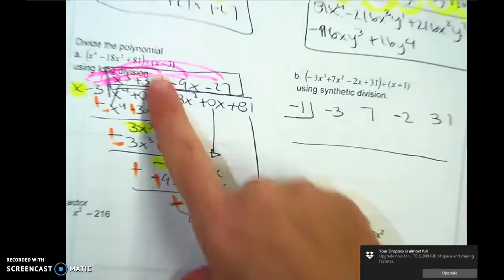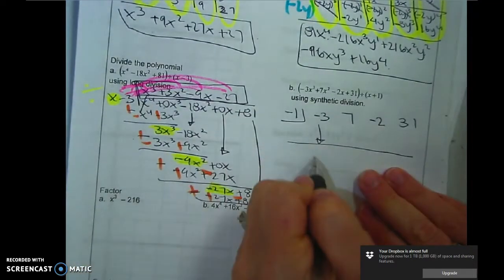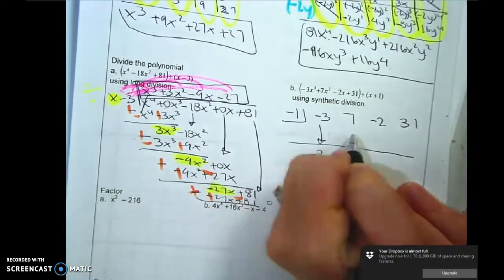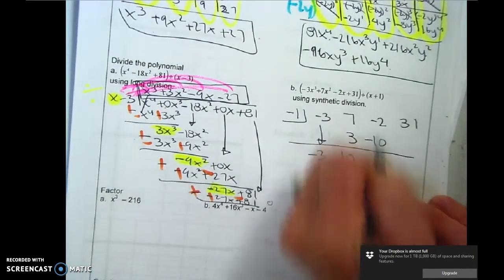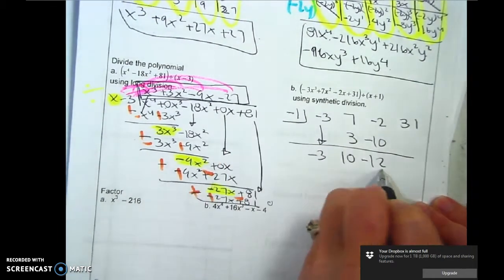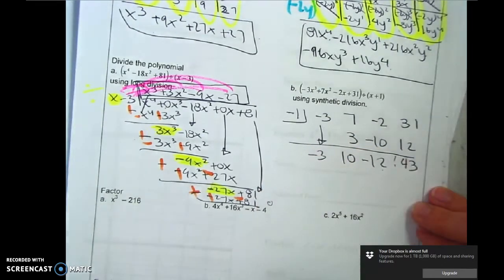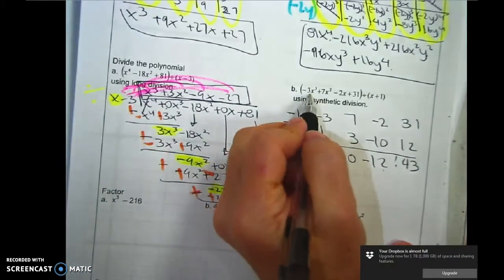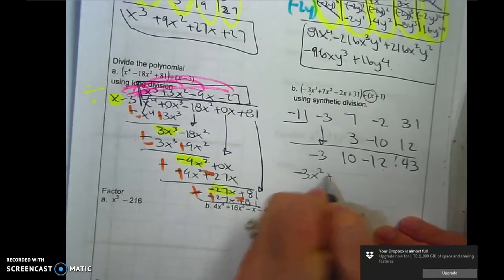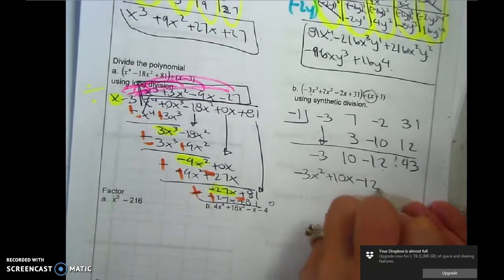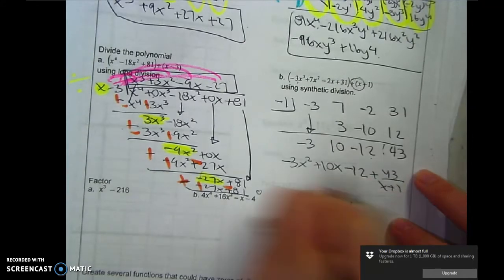By the way, if you did do synthetic, you would have to put a 0 for the x cubed. All right, bring this down. When you go diagonally, you multiply, vertical, add. Diagonally multiply, vertical, add. Since I divided by x cubed, and I took out an x, I'm left with x squared. And then I'm left with an x, and then I'm left with a number, plus the remainder over the divisor.